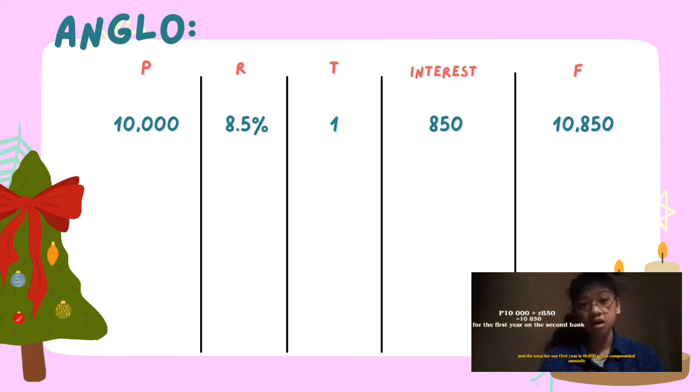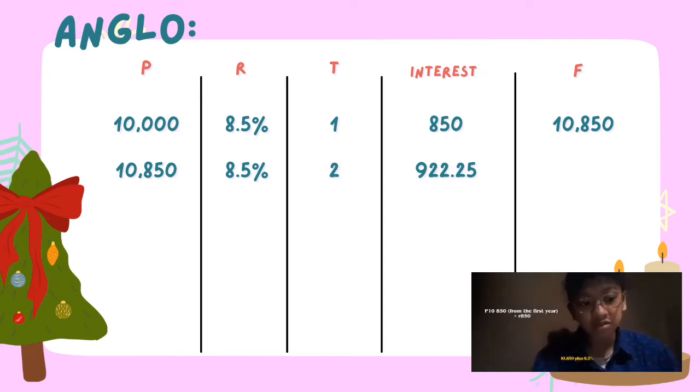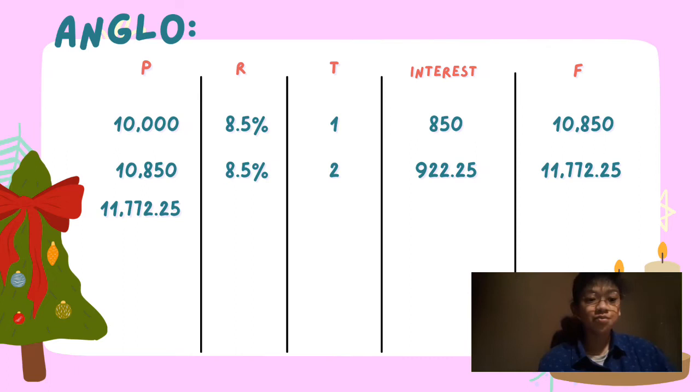10,850 pesos compounded annually. To continue, 10,850 plus 8.5%, the total for the second year will be 11,772.25 pesos. The computation process for the third year will remain the same.